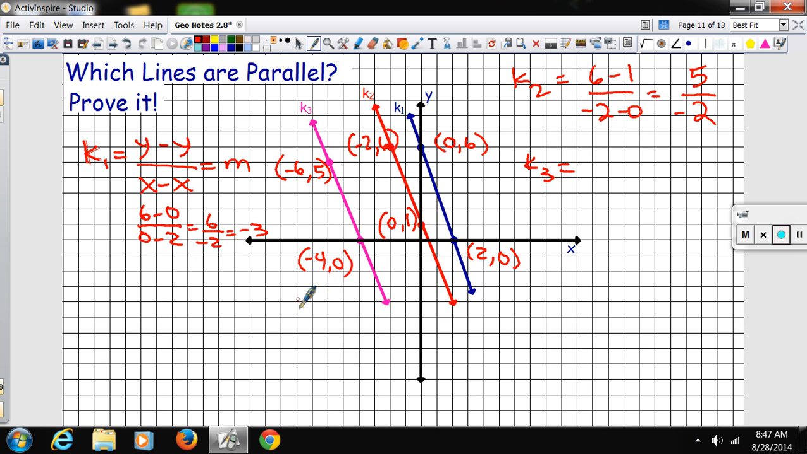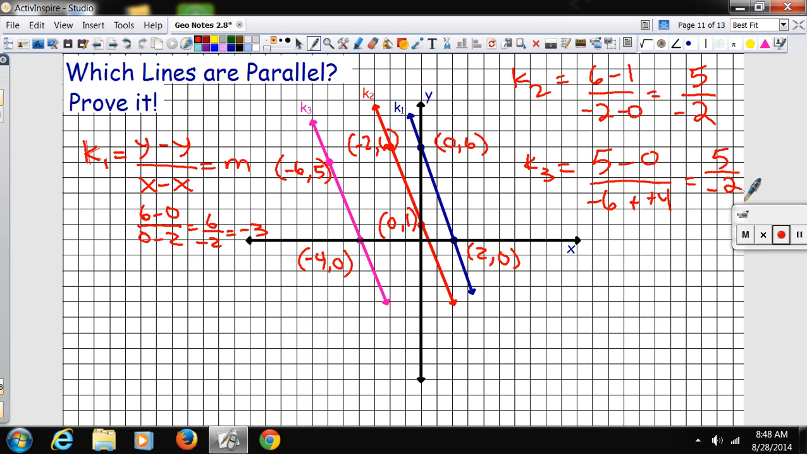All right, let's go ahead and do y minus, 5 minus 0 on top. That's the y minus the y. And negative 6 minus negative 4 on the bottom. Double negatives are going to become pluses. So we're going to get a 5 on top. Negative 6 plus 4 would give me a negative 2 on the bottom.